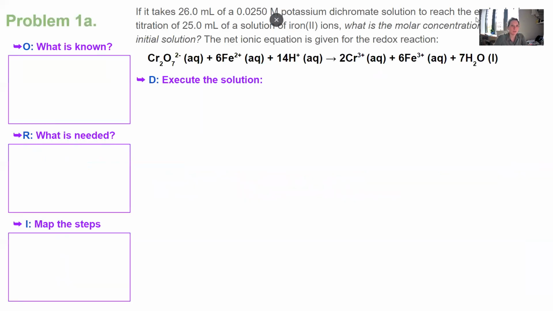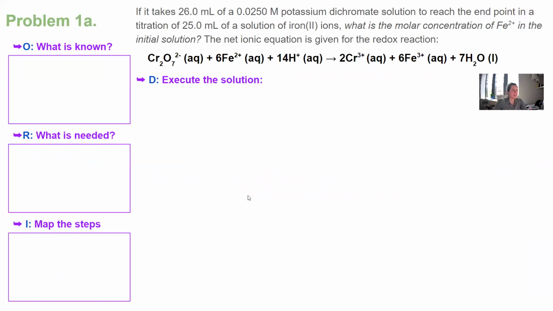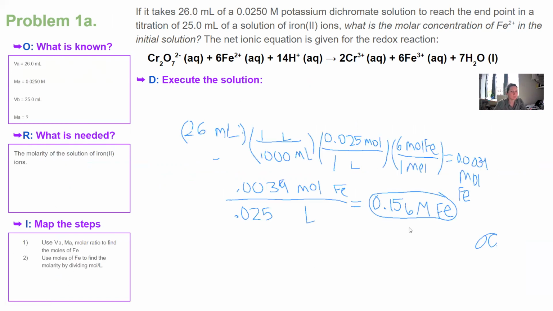So here's an example problem. I asked them to type in these boxes what is known, what is needed, and then map the steps and then execute the solution. So here's some sample student work. They took what was known about the volume and the molarity, and then said what they needed, and then they mapped out, they kind of explained their reasoning, and then they used their tablet device to write out what they were doing.